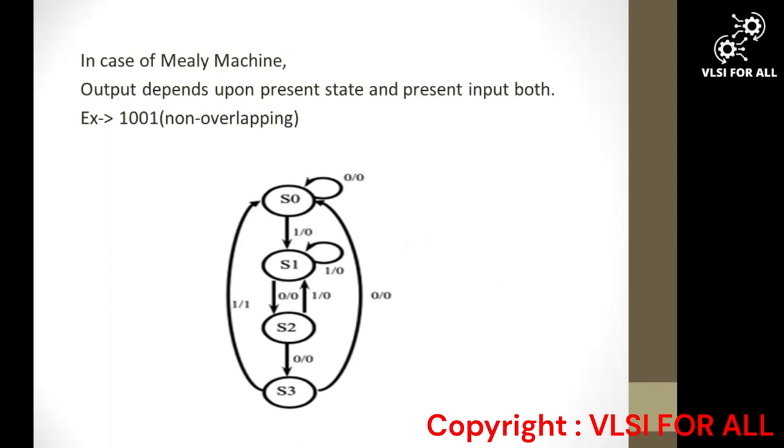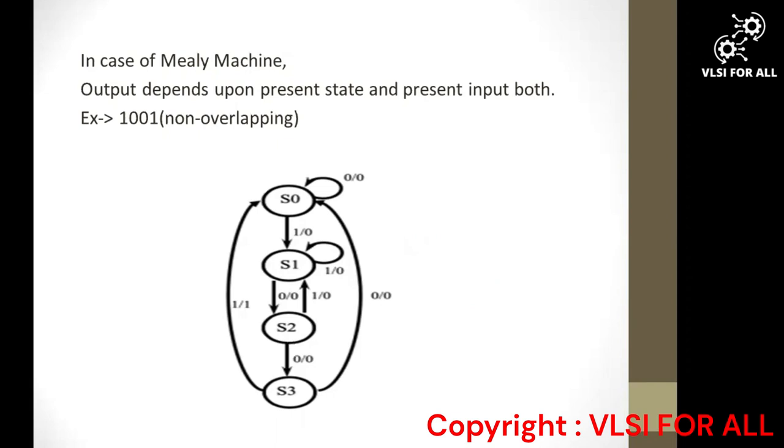So here we will consider 4 states, S0, S1, S2 and S3. Like you have seen in Moore machine, we have considered a 4-bit sequence, but we considered 5 states. But in case of Mealy machine, the number of states is equal to the number of bits of the sequence. In case of Moore machine, we considered one extra state.